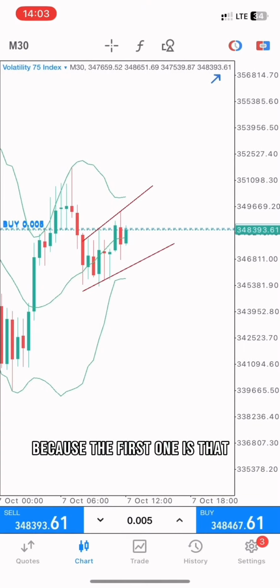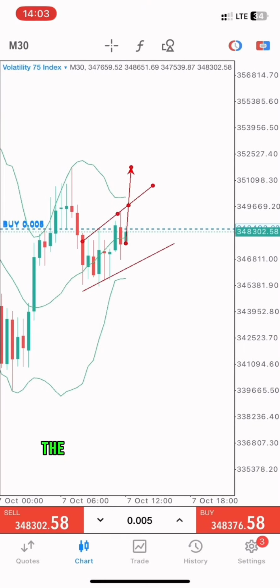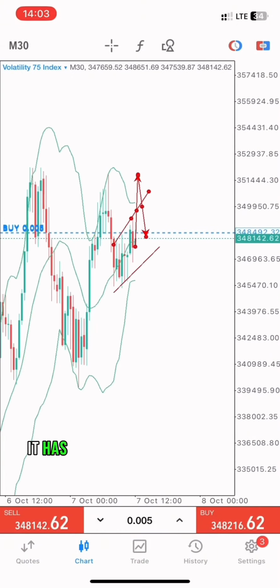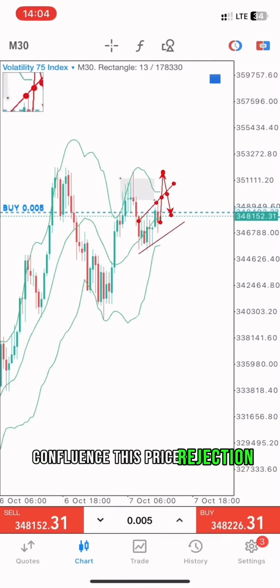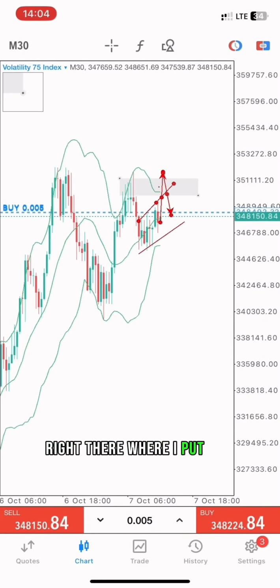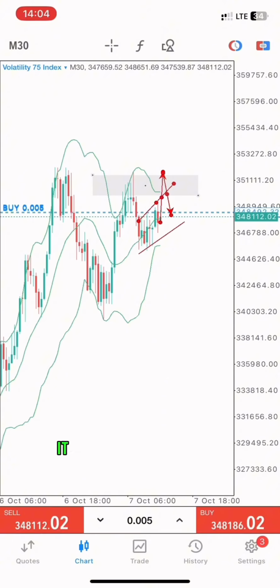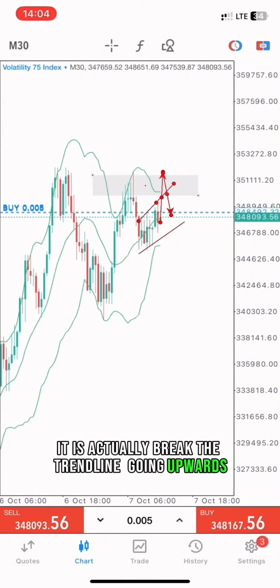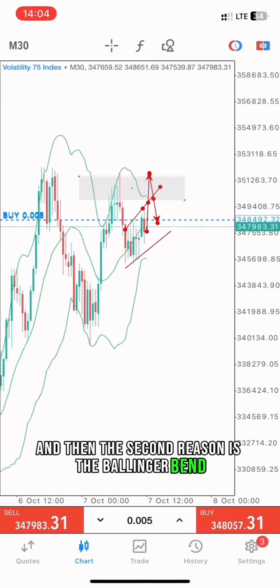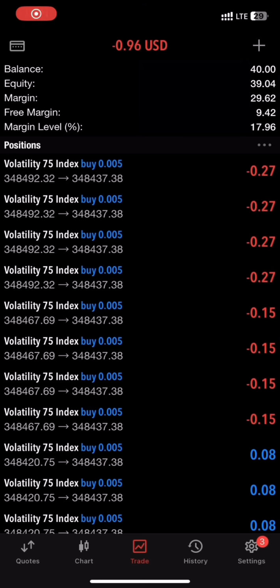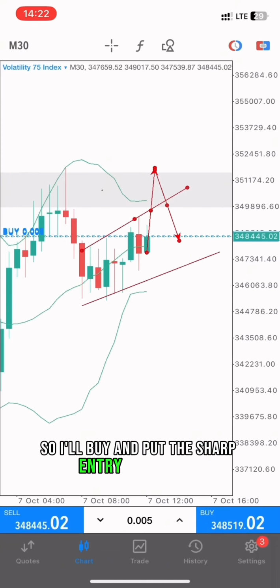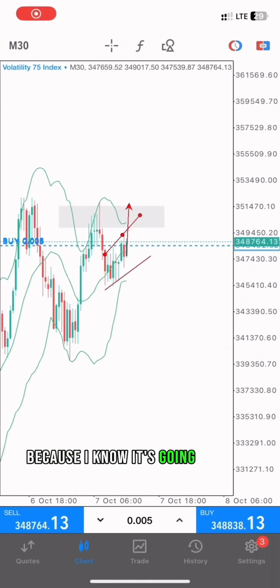The first is that it has to go up so that it can hit the stop losses of the early sellers, and it has to do that. That's what the market does. It has to go up right there where there's a lot of confluence and price rejection, right where I put the shadow zone area. It has to actually break the trend line going upwards. The second reason is the Bollinger Band. It has to touch the top Bollinger Band to make a rejection and give us a retest. So I'll buy and put the sharp entry on this $40 because I know it's going to go up.